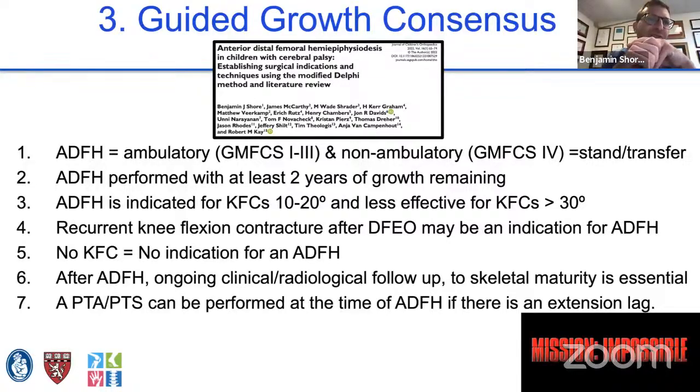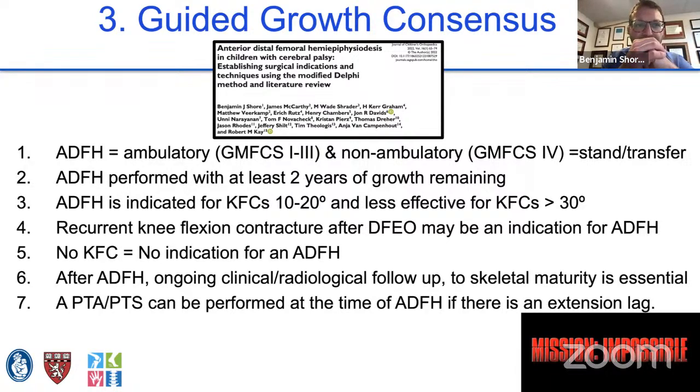We say 2 years of growth left, but I would still do it if there's at least 1 year of growth remaining, because the most amount of effect that you see is in that first year. I've seen corrections up to 40 degrees, but the major wheelhouse for these screws is about 10 to 20 degrees, which is great because that difference is a real important difference in terms of making the gait a lot more efficient. It's a good indication if you've done a bony procedure and you just want to rescue another 5 or 10 degrees.